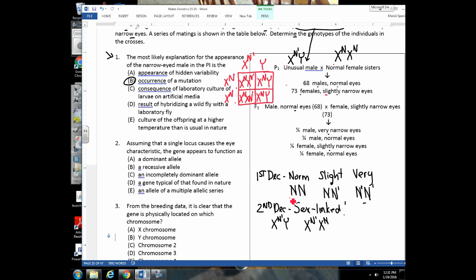So let's go down to 2. It says, assuming that a single locus causes the eye characteristic, so it's not a polygenic trait is what they're telling you there. The gene appears to function as, we already figured this one out, incomplete dominance. From the breeding data, which we have because we've worked through a Punnett square there, it is clear that the gene is physically located on what chromosome?